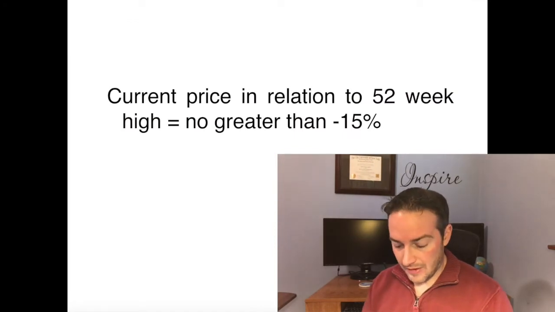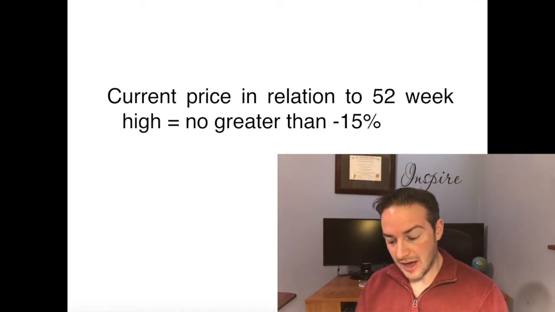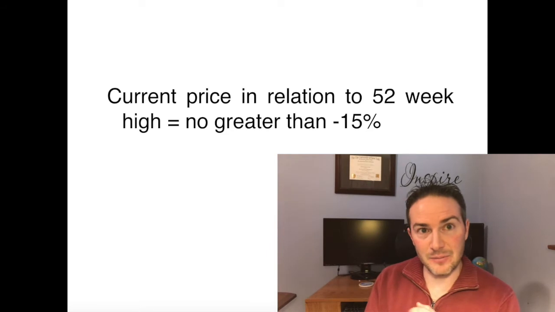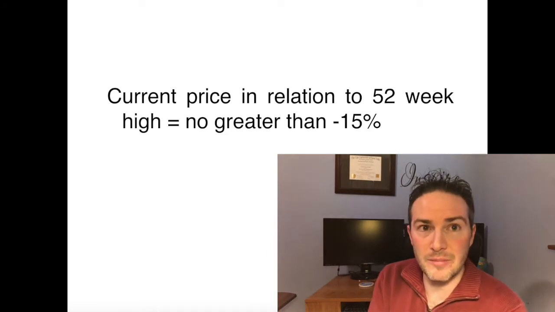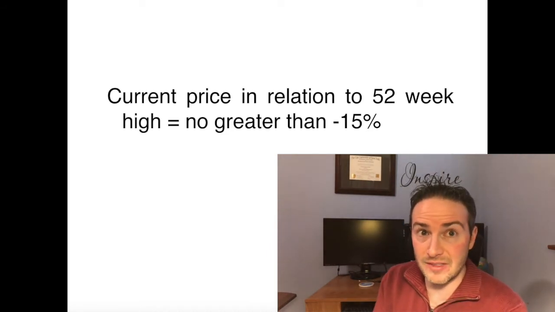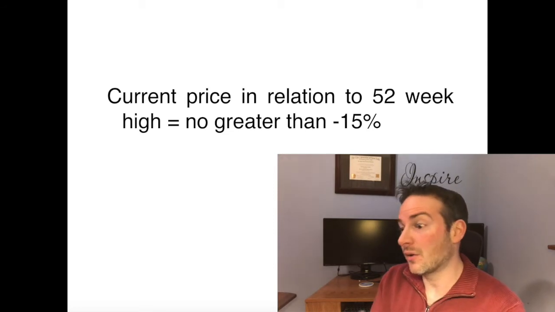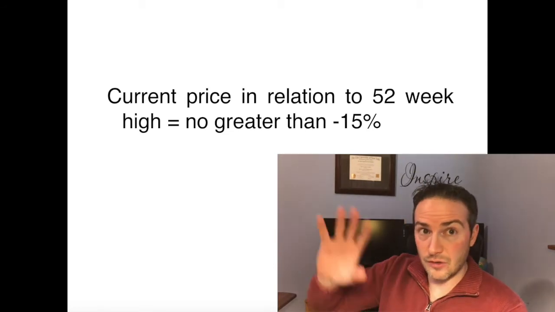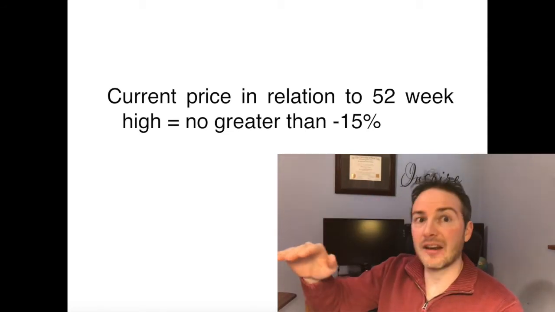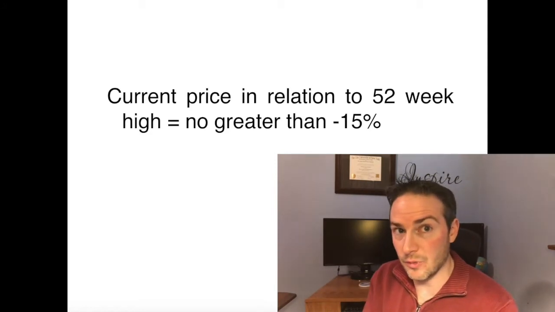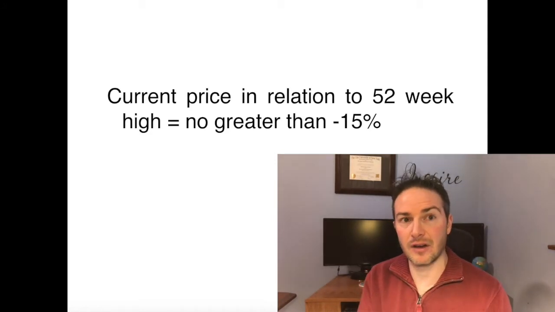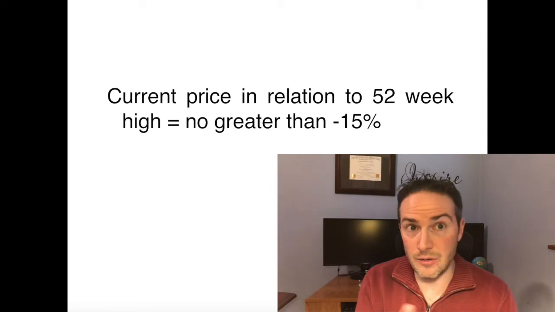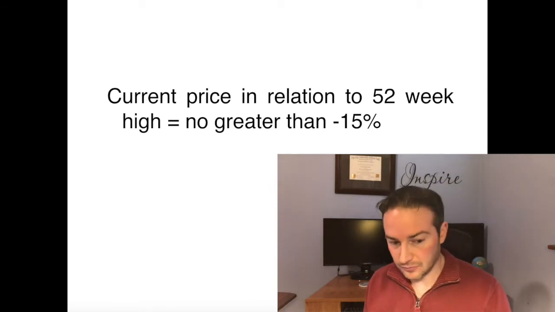We want the current price in relation to its 52-week high to be no less than 15% off of its high. So stocks that are continuing to trend higher then consolidate, we want to try to capture those. We're not looking for stocks that are in a downtrend near their 52-week lows. We want stocks that are continuously making new highs.